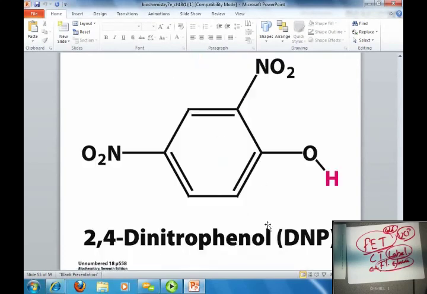Okay. And this is dinitrophenol, DNP. These are the compounds which are the uncouplers. Uncouplers are pretty much safe. That's why you are consuming them with aspirin and other non-steroidal anti-inflammatory drugs. They are again uncouplers, and they are quite safe, but they induce some ulcers.